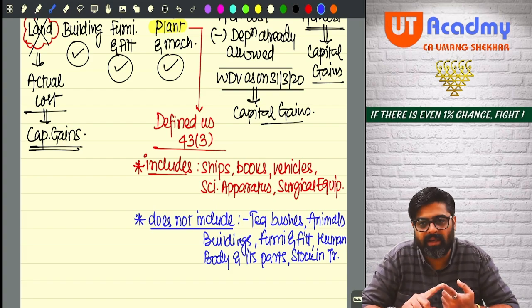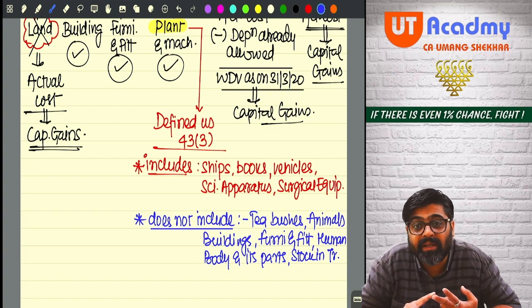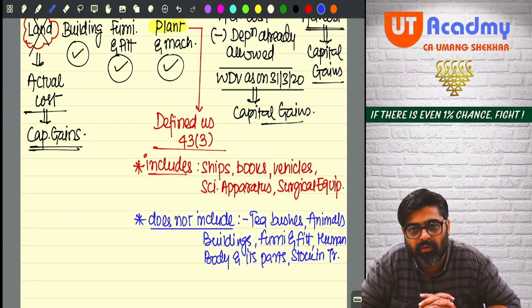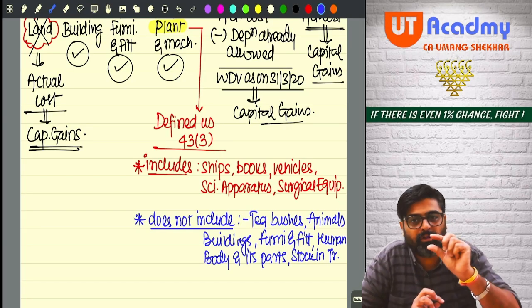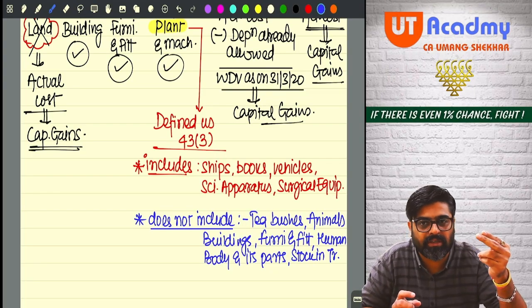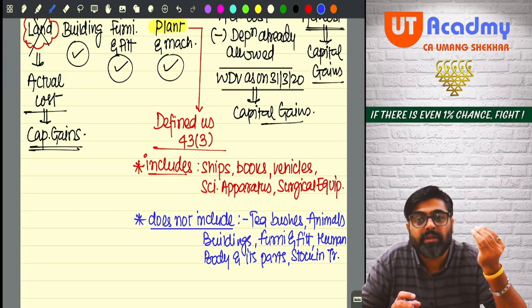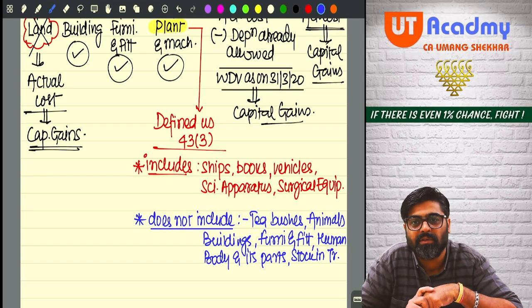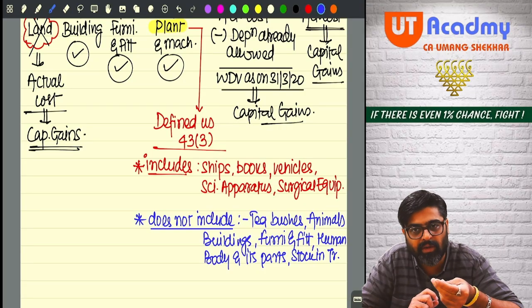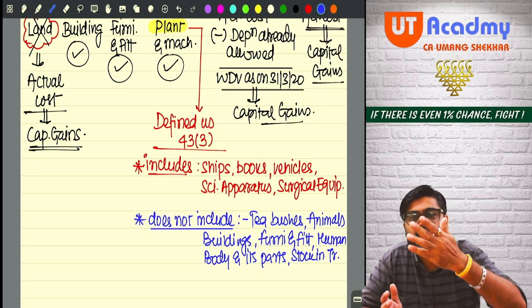So, human body and its parts. Even the tea bushes, which are used in tea gardens, are planted. From those tea bushes, small tea leaves are plucked, and those tea leaves are further processed and tea is manufactured. That tea which gets manufactured is made from those tea leaves, and those tea leaves come from these tea bushes.